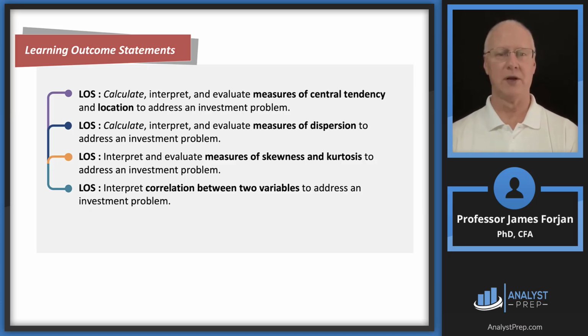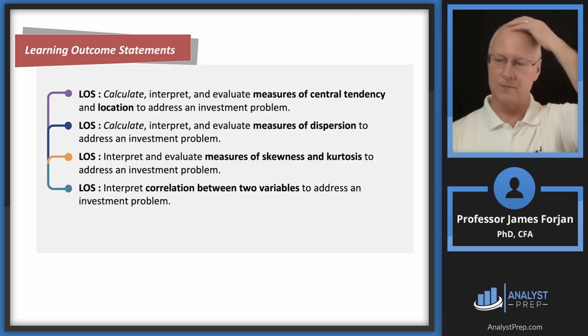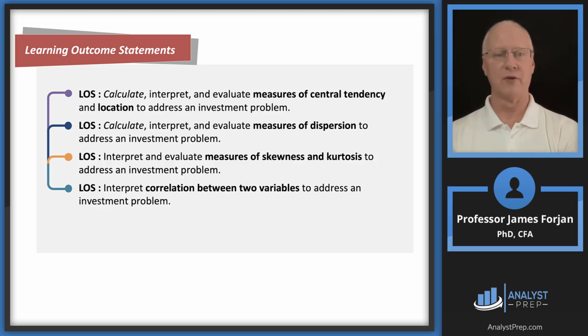Just four LOSs, but notice calculate, calculate, calculate, calculate, and then interpret. So we've got lots and lots of stuff to do. We'll do central tendency, that's going to be the expected value or the mean. We'll do dispersion, that's going to be, among other things, a standard deviation. I remember this very clearly from my stats days in graduate school. I had a professor who said, look, first moment of the distribution is the mean, second moment is the standard deviation, third moment is skewness, fourth moment is kurtosis. So they all go together.